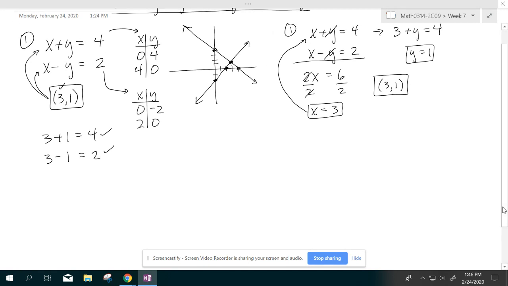All right, so there is a third technique. There's graphing, there's the addition method, there is a third technique. Do you want me to rework this again, or do you want to go to a new problem? And you want a new one? Okay.